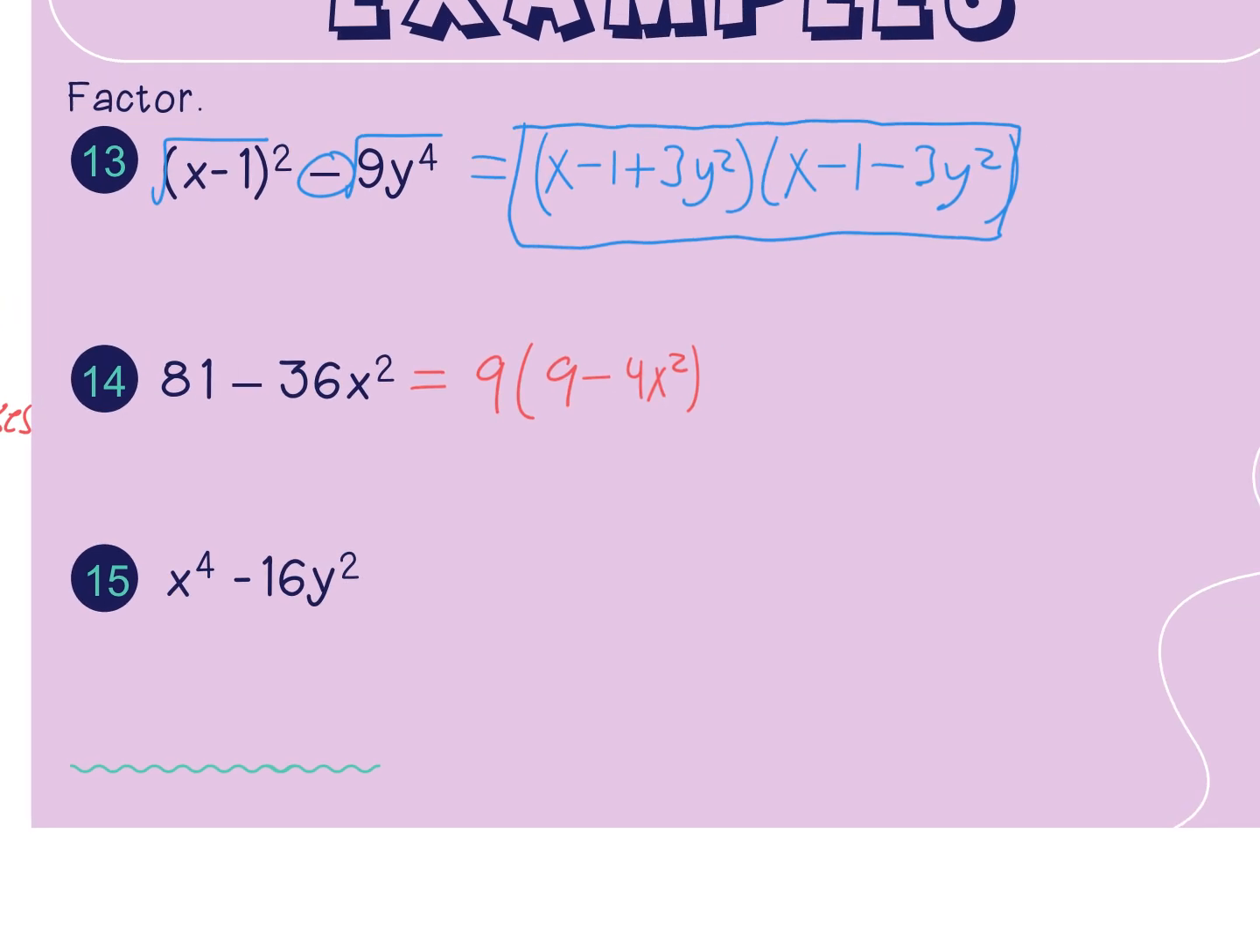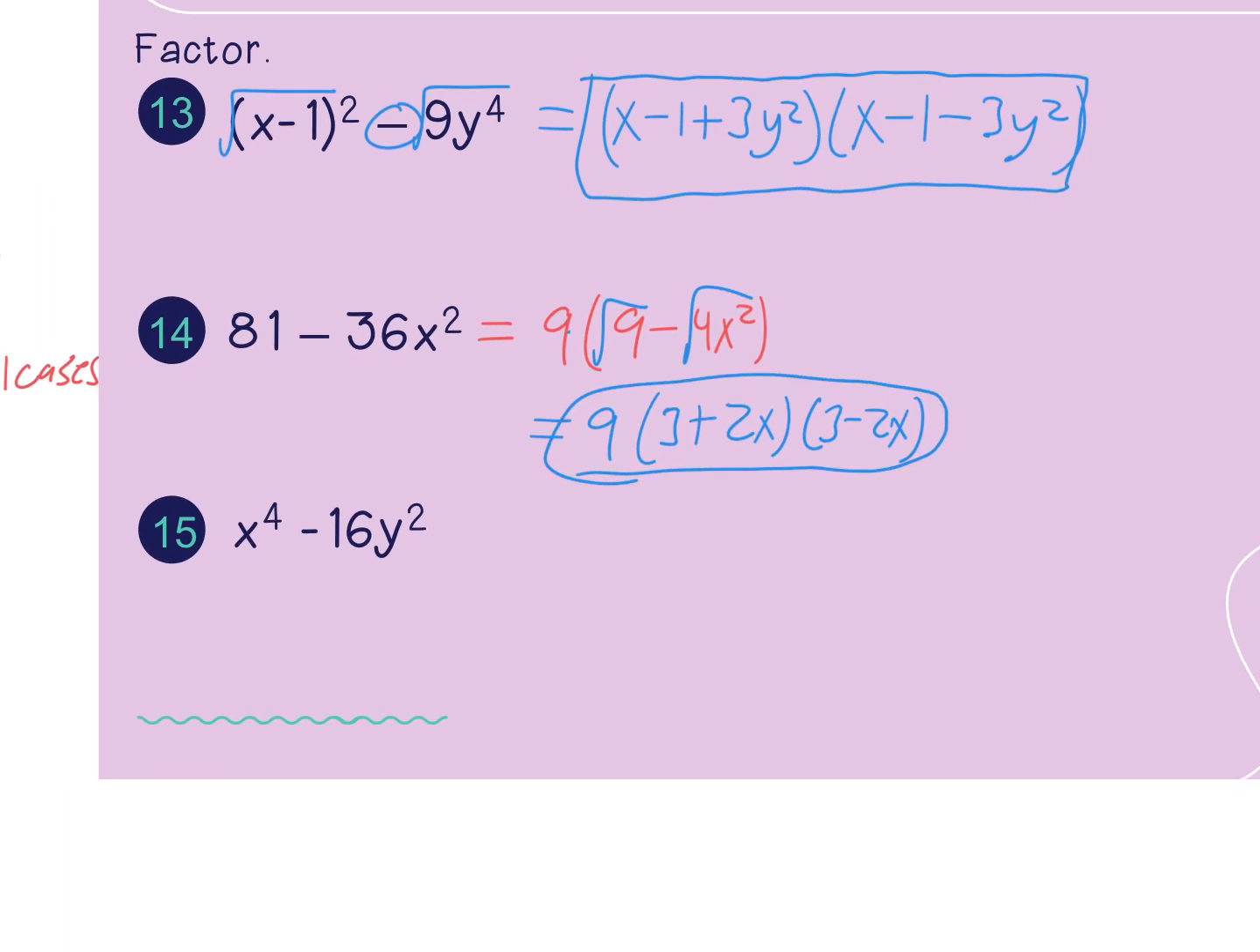But when you take out a 9, you're left with a 9 minus 4x squared. So then we can square root the first, square root the second. It's going to get me a 9 and a 3 plus 2x and a 3 minus 2x. Nothing more you can do to that. Don't forget the 9 on the outside, and that's your final answer.